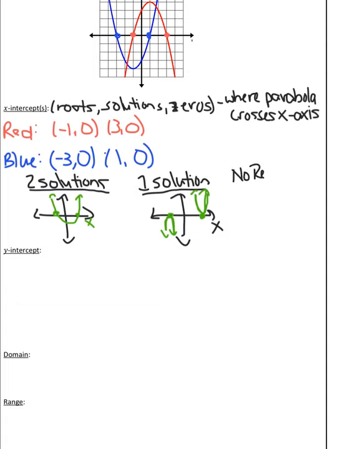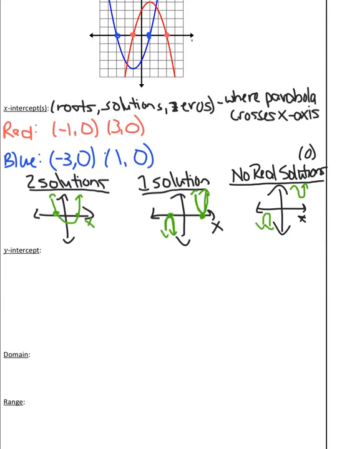No real solutions. You need the word real in here because there are what we call imaginary solutions that you will learn about in Algebra 2. But there's no real solutions, so this is zero solutions. And no real solutions are parabolas that look something like this, where the vertex is above the x-axis and it's going up, or the vertex is below the x-axis and it's going down. It never touches the x-axis.